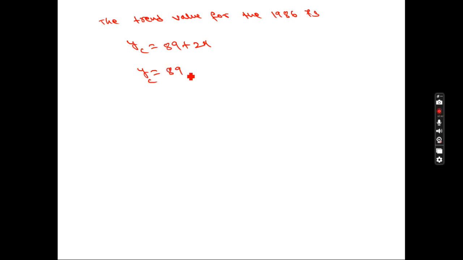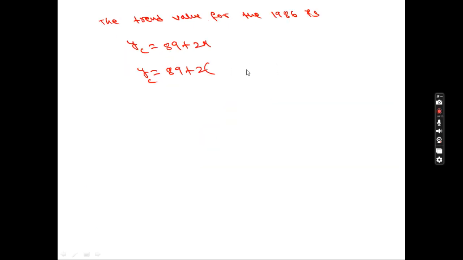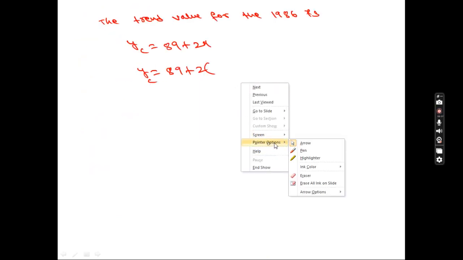The trend value for the year 1986 is, okay, now what is the trend equation you are getting? YC is equal to 89 plus 2x. So YC is equal to 89 plus 2 into x, we have to replace. So come here, up to 85 what is the value of x? 3. If 86 is there, what could be the value? 4 will be there. So just replace that value 4 in the equation, and you'll get the trend value for 1986.